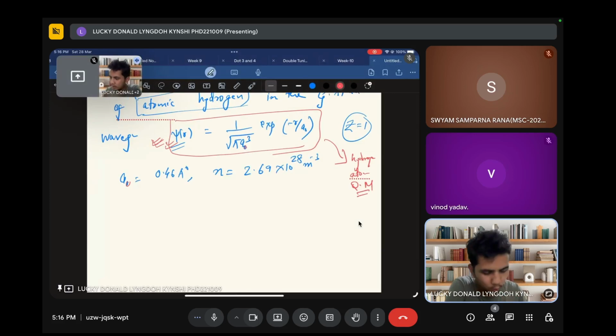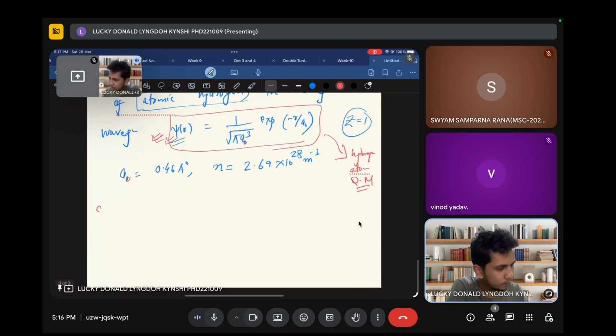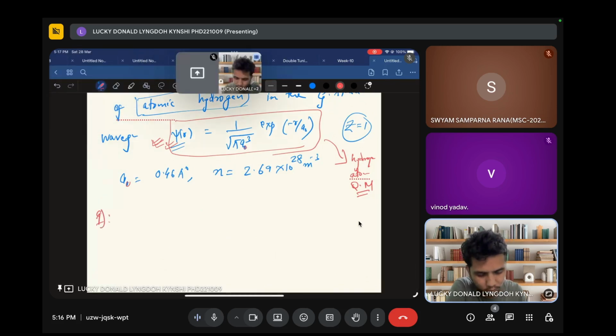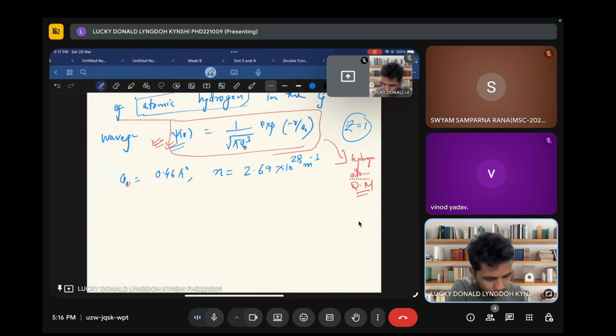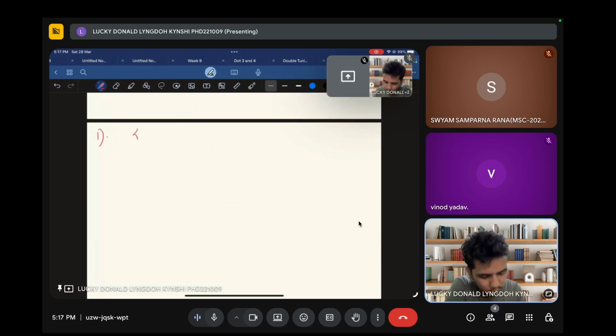Now, what I will do here is try to solve what this r square term is, so that we can easily calculate your susceptibility. First, I will write the formula of psi. What you have to solve is minus mu naught n z e square by 6 m e into r square. The first thing I will solve is this r square term.